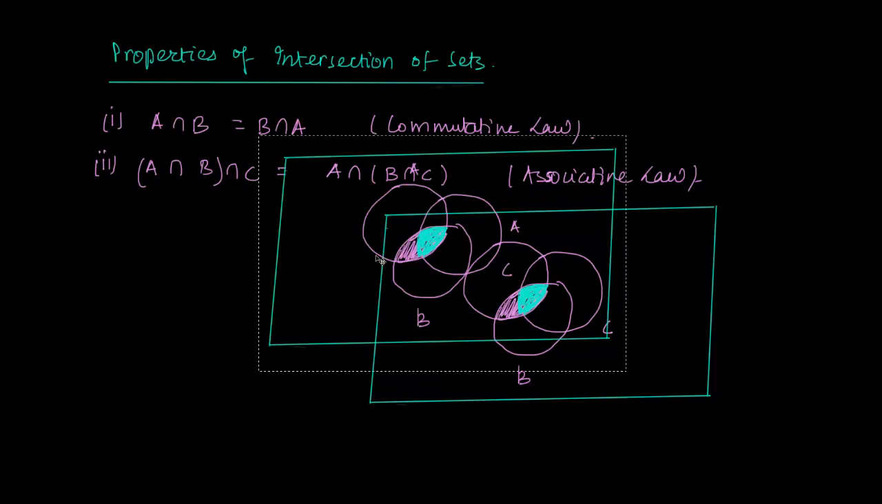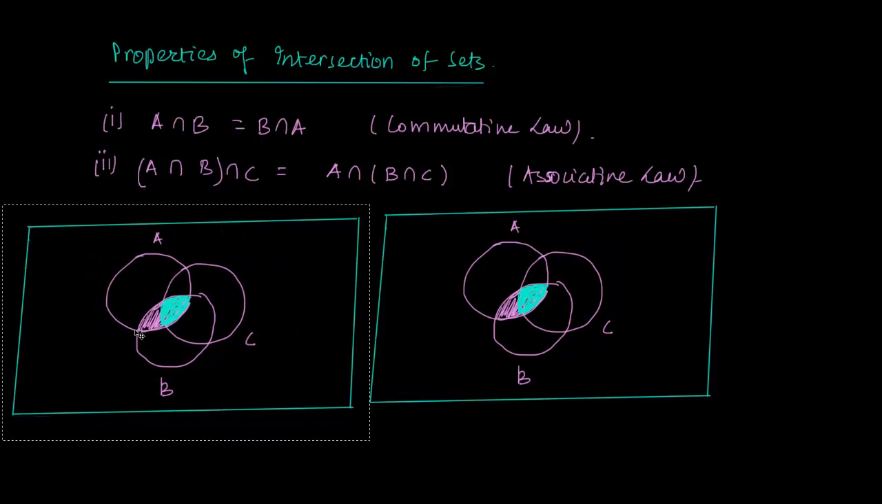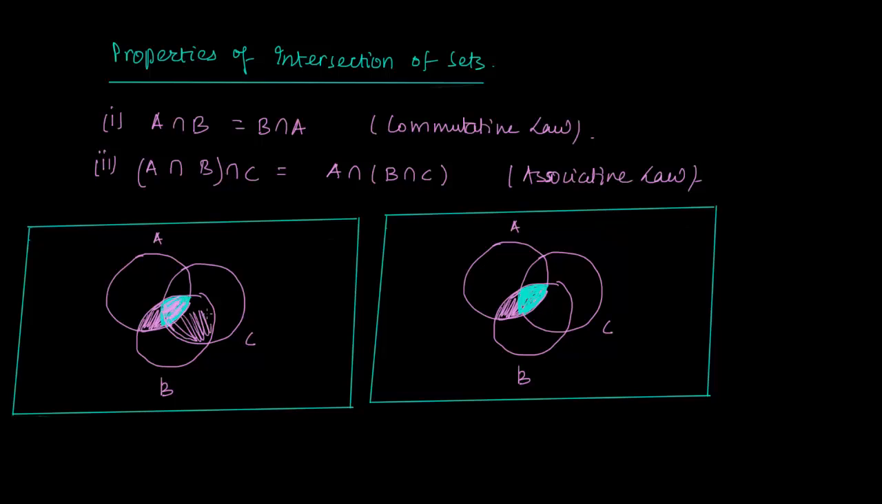We copy it and paste it. Okay, now we're free to work on this. So what happens is if I take B intersection C first, then I'm actually dealing with this area, the one that is common to both B and C, isn't it? So I'll try to cover up the greenish thing. So it is that.